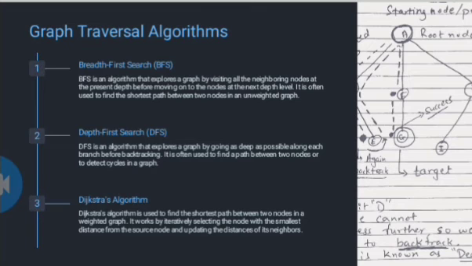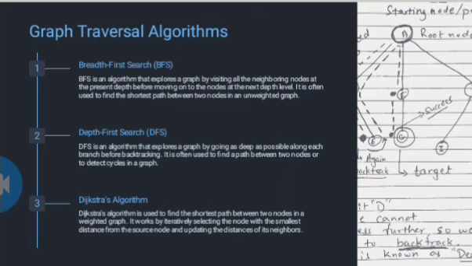Graph traversal algorithms. Breadth first search (BFS). BFS is an algorithm that explores a graph by visiting all the neighbor nodes at the present depth before moving on to the nodes at the next depth level. It is often used to find the shortest path between two nodes in an unweighted graph.